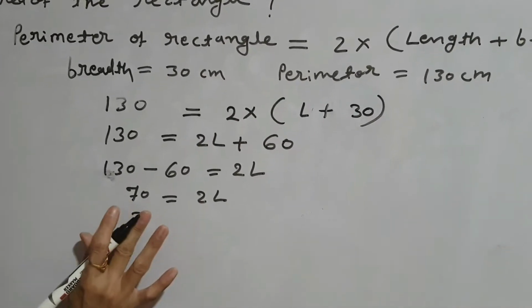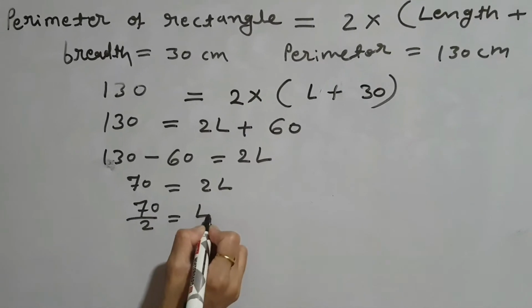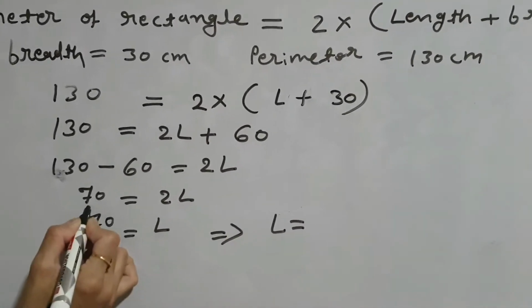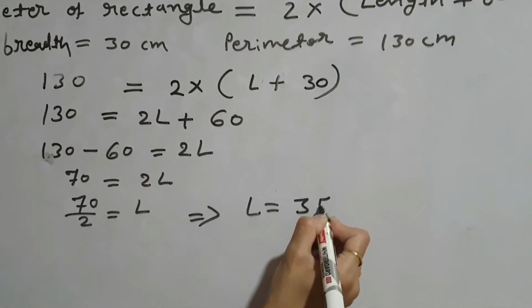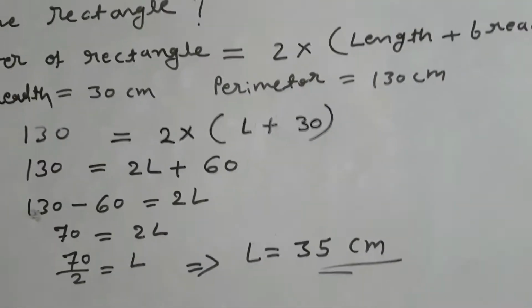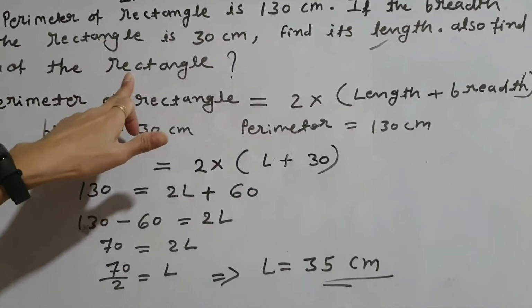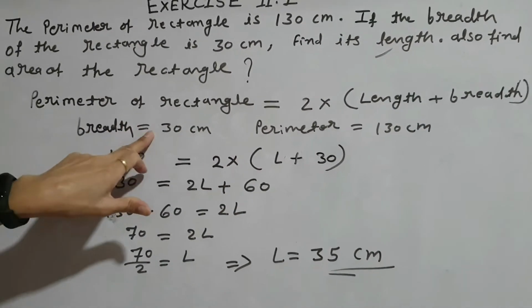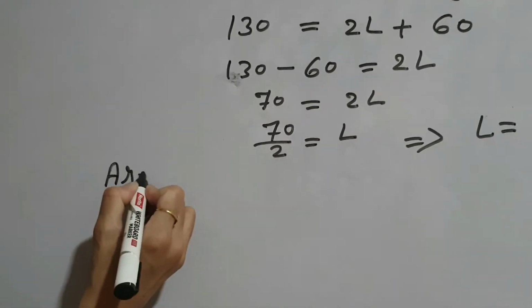So we will get 70 upon 2 equals L, and we will get L equals 35 centimeter. Length is 35 centimeter. We get the length here. Now we have to find the area. So we have the length and the breadth also, so we can find out the area of this rectangle.